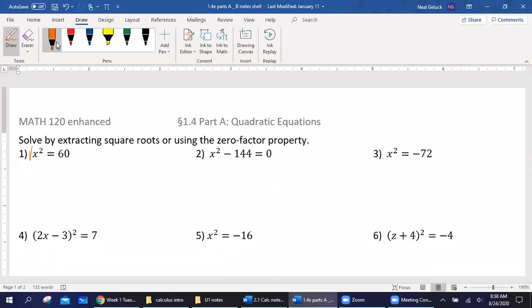So if I take the square root, remember, when you take the square root of both sides, you're going to get a plus or a minus. That's a big thing that students forget about.